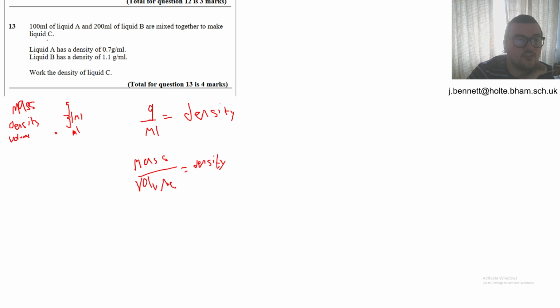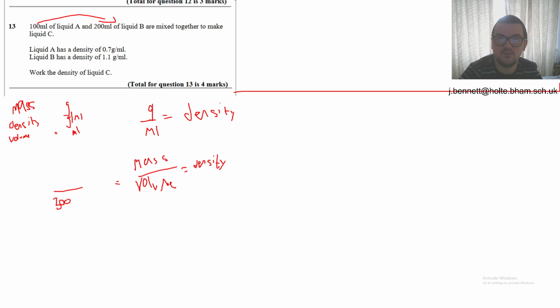So let's actually look at the information in the question now. We have 100 milliliters of liquid A, 200 milliliters of liquid B, then mixed together. So we want the density of liquid C, so we want the mass of liquid C divided by the volume of liquid C. We know the volume of liquid C is 100 plus 200 because we mix in 100 milliliters and 200 milliliters, and together you get 300 milliliters. So the volume is 300 milliliters, but the mass we don't know. We have to work out the mass.